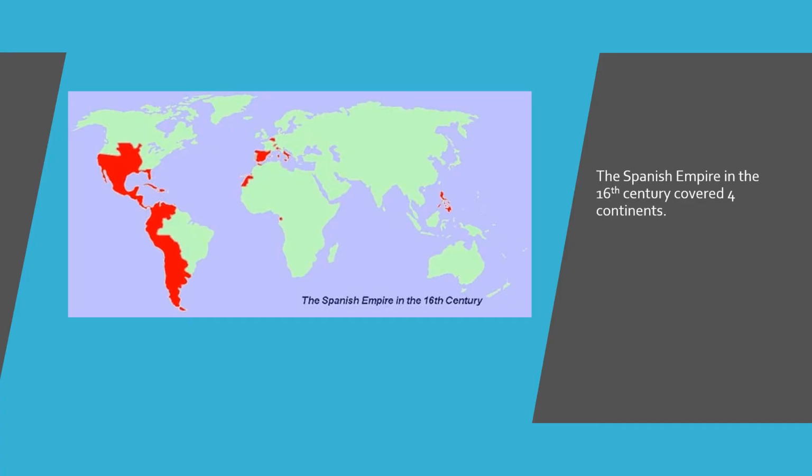As you can see in this slide here, how huge the Spanish Empire is. It isn't just involved in Europe or North Africa, as you can see there. It also has huge swathes of the country in South America as well as North America. We tend to forget about that.